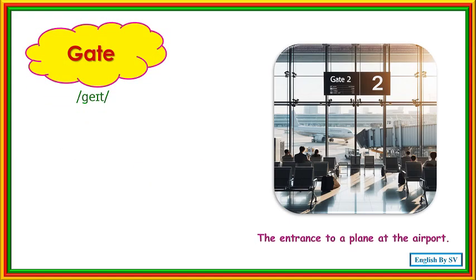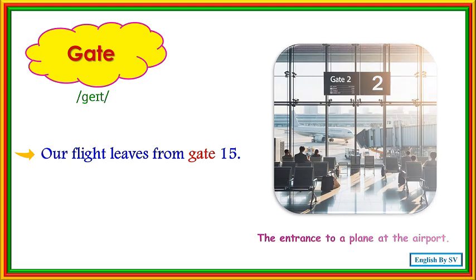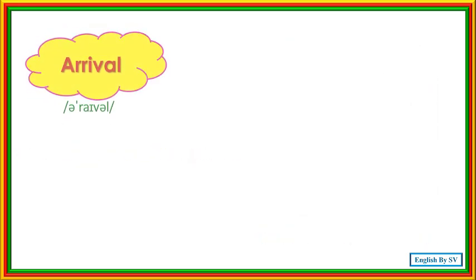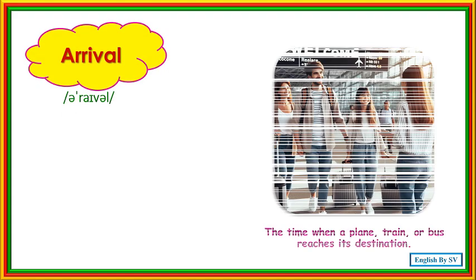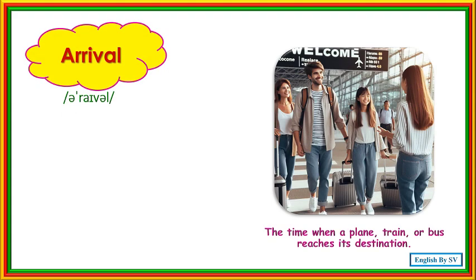Gate. The entrance to a plane at the airport. Our flight leaves from gate 15. Arrival. The time when a plane, train, or bus reaches its destination. The arrival time is 2 p.m.